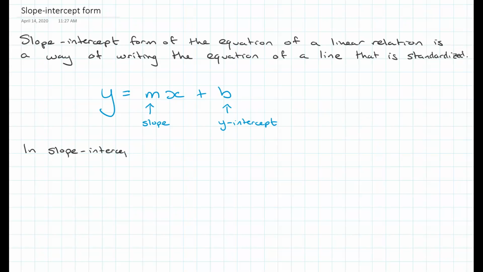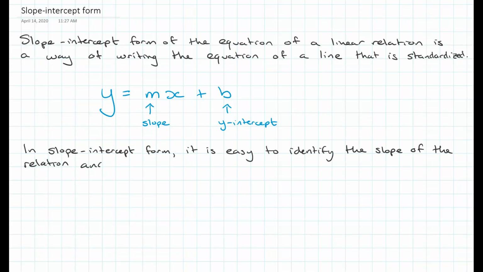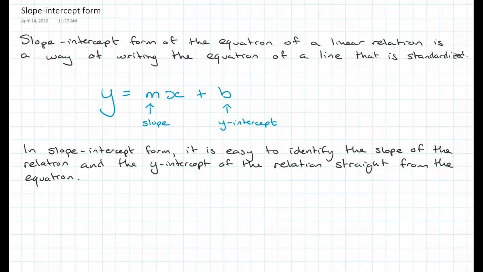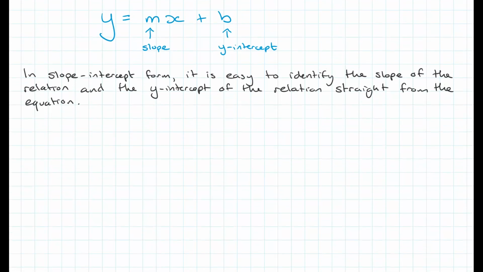In slope-intercept form, it is easy to identify the slope of the line and the y-intercept of the line because the slope is always the thing in front of the x and the y-intercept is always the thing not in front of the x. And we can identify them straight from the equation.